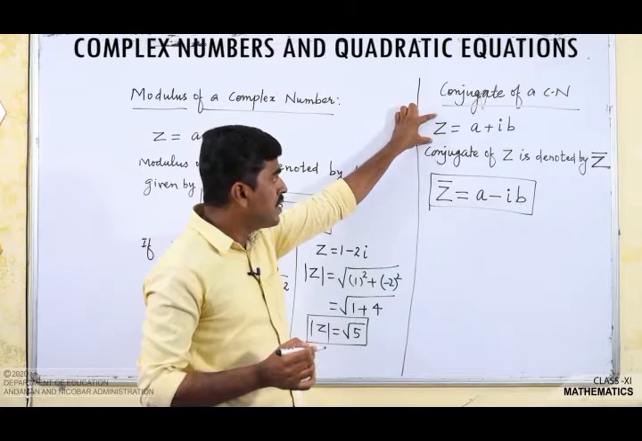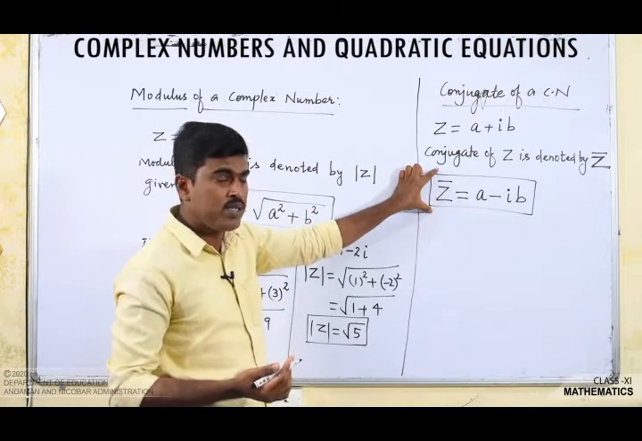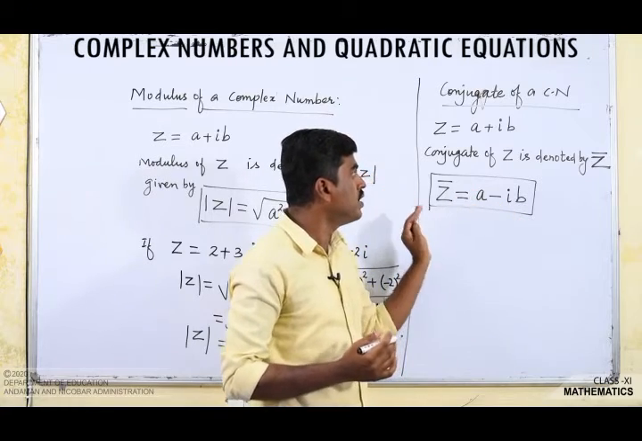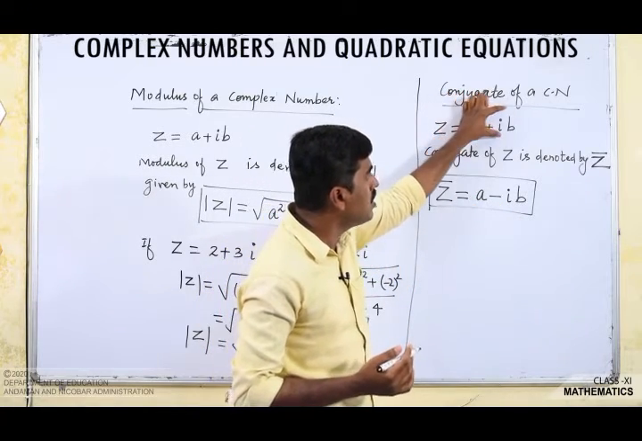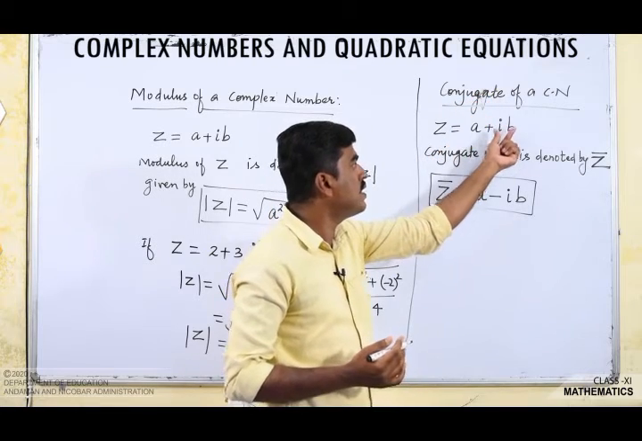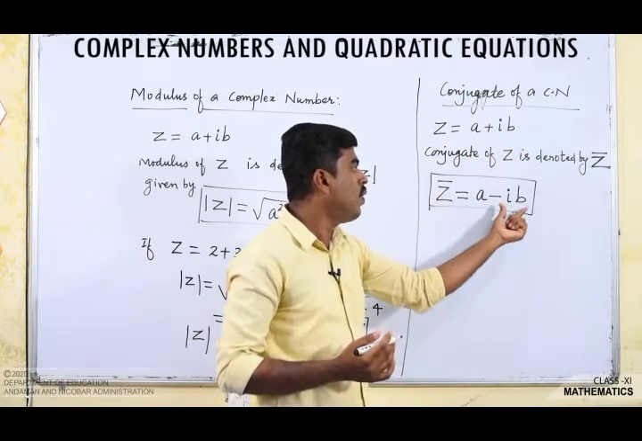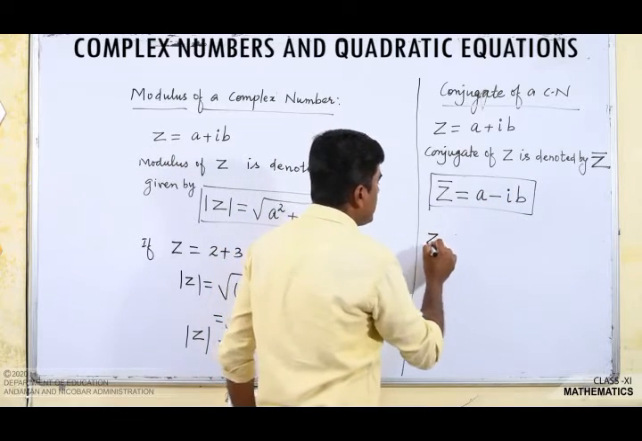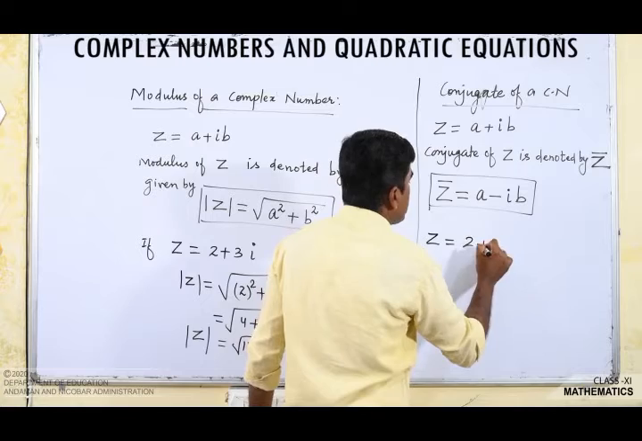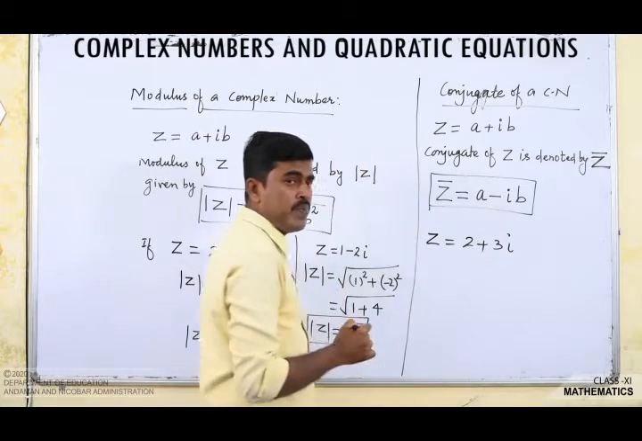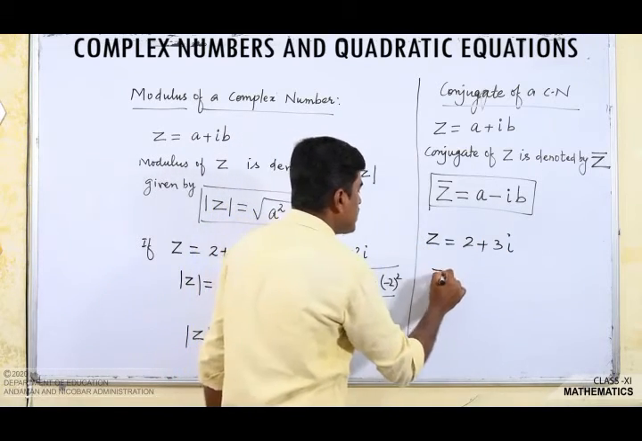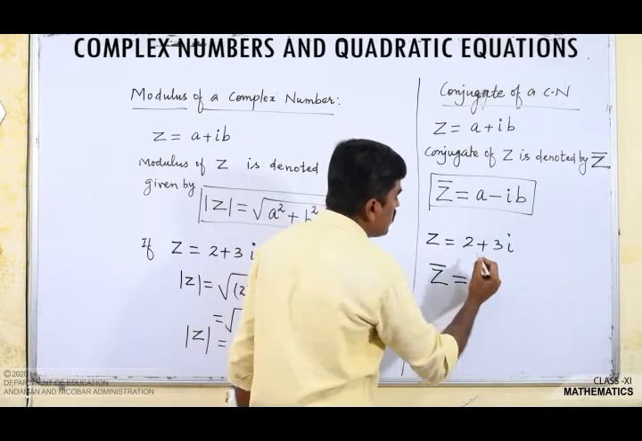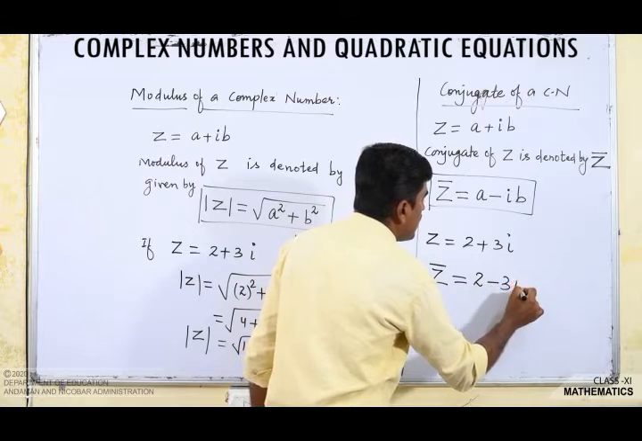For z is equal to a plus ib, z bar, that is the conjugate of z, is equal to a minus ib. What we have to do here? We have to change the sign of the imaginary part. What is the imaginary part here? It is plus b. Now here the imaginary part is minus b. So let us take one example, z is equal to 2 plus 3i. Then z bar, the conjugate of z, is equal to 2 minus 3i.